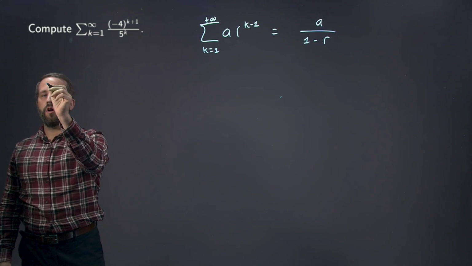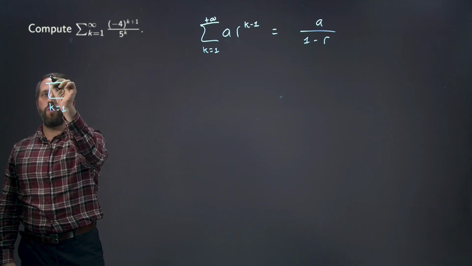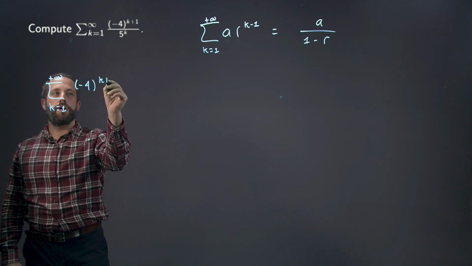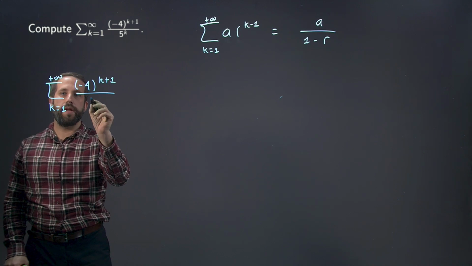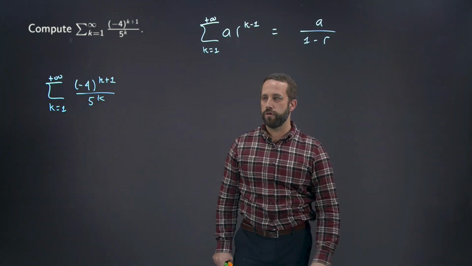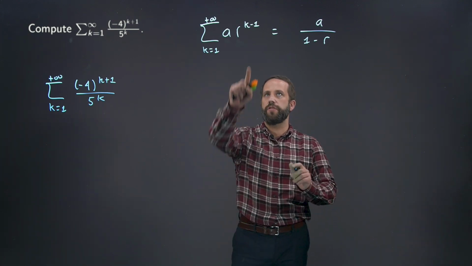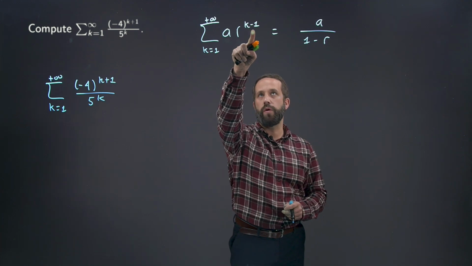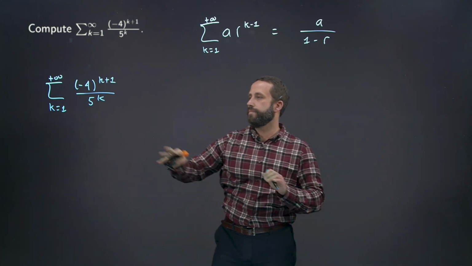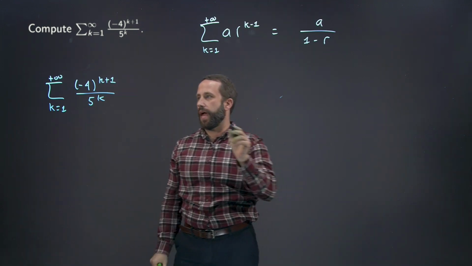So I'm going to start. I'm just going to rewrite what I have. k equals 1 to infinity, minus 4 to the power of k plus 1 over 5 to the power of k. Now, the first thing that I'm going to do is, even if the indexes aren't going to be quite right, in other words, I might not have a k minus 1 there, I might have a k plus 1 or something like that, I want to try to combine this all into something to some power involving k.